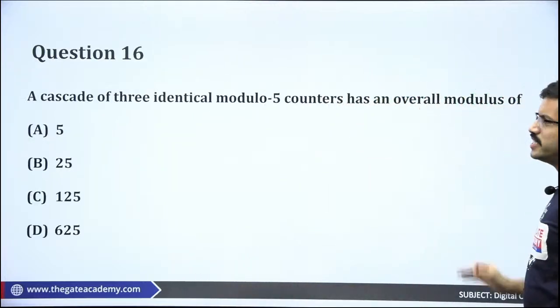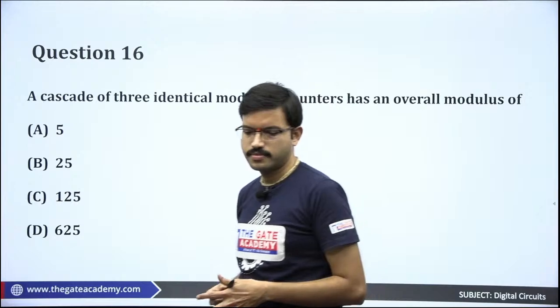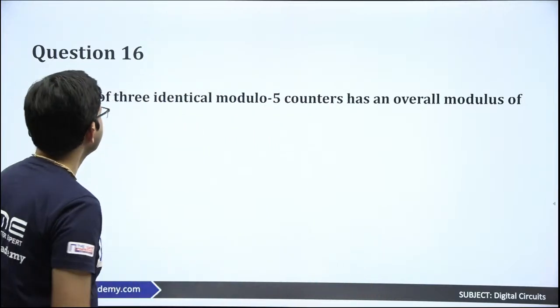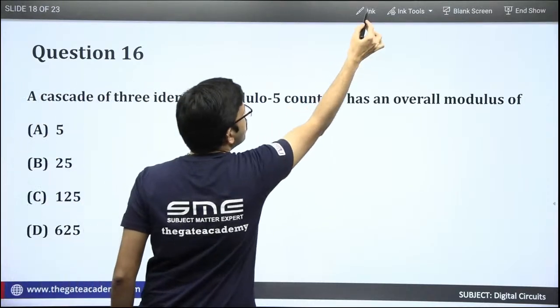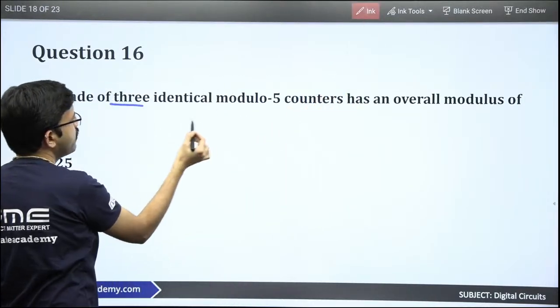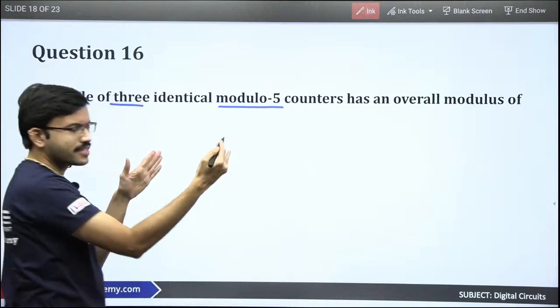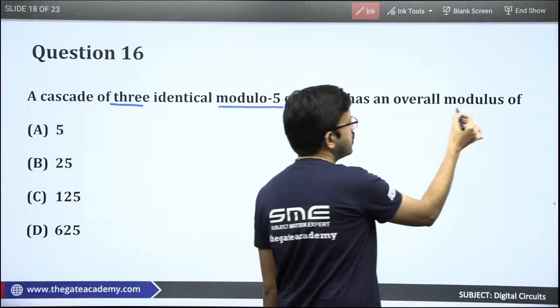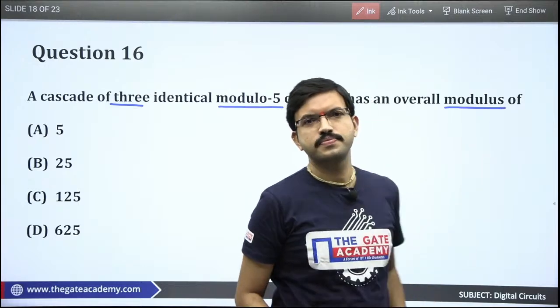Next question, this is a dead easy question. A cascade of 3 identical mod 5 counters. You are having 3 mod 5 counters in the cascading format, and they are asking for the overall modulus.